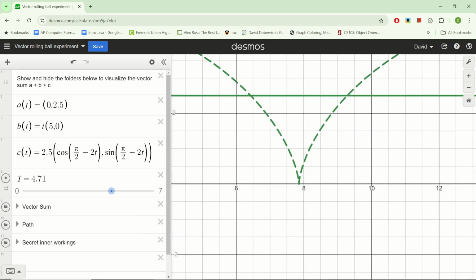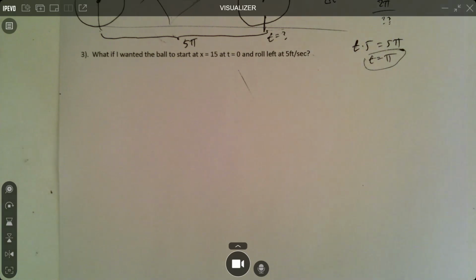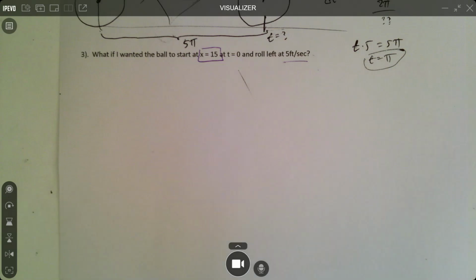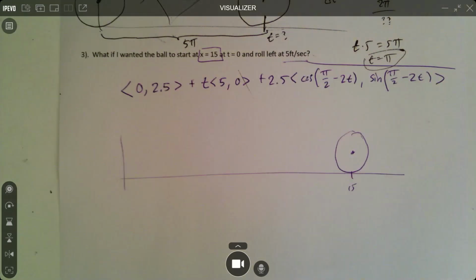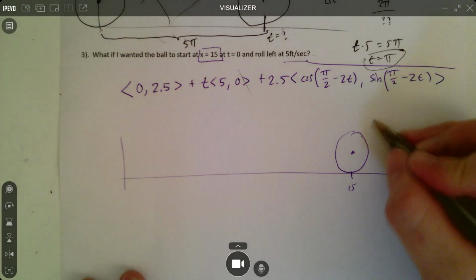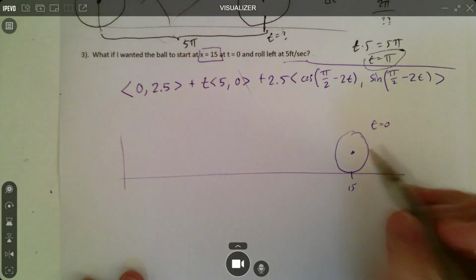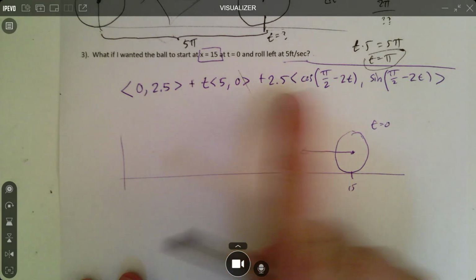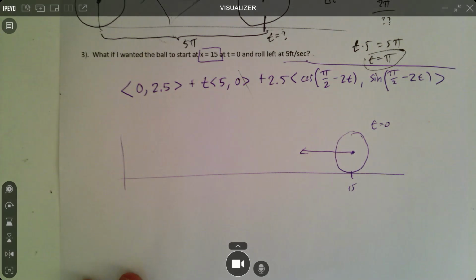Let's do the last problem. The last problem says, what if we keep everything else the same, except now I want the ball to start at x equals 15 and roll to the left at the same speed? Let's start with the equation that worked for the last problem. Okay, here we are. So now we want time equals 0 to start here, and we want the ball to roll that direction at the same horizontal speed. If I were you, I might pause the video and think about which parts of these need to change and how they need to change. Because I think if you really understand all the pieces here, it's just a couple of changes that are very easy to think about.